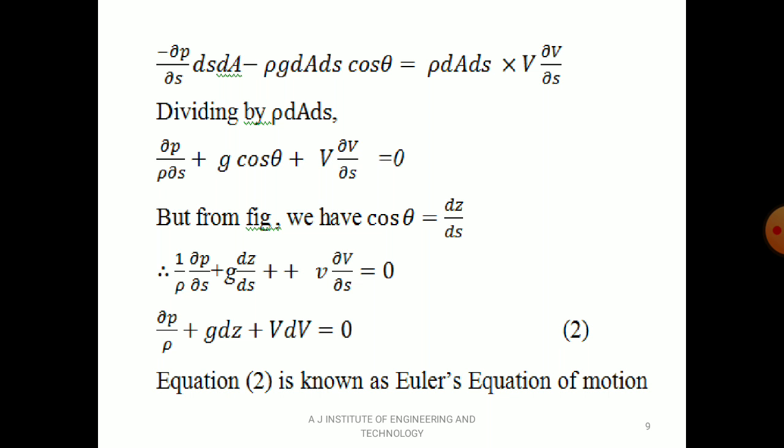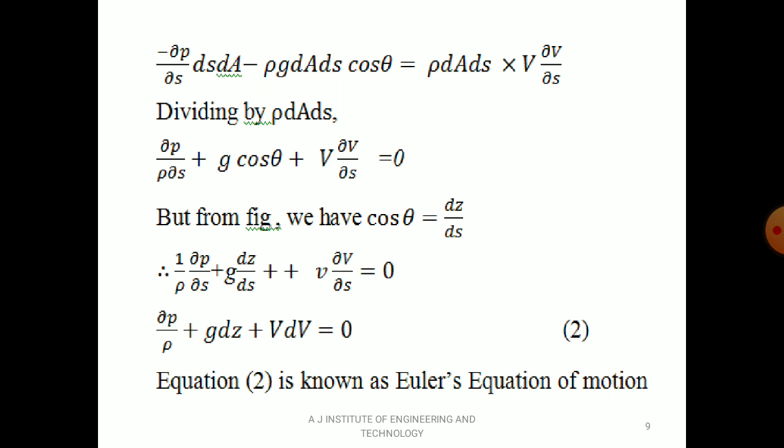Upon dividing by rho into dA ds, we get this simplified version, and taking the negative sign to the right-hand side to make it positive, we get the expression ∂P/(ρ ∂s) + g cos θ + v ∂v/∂s = 0.